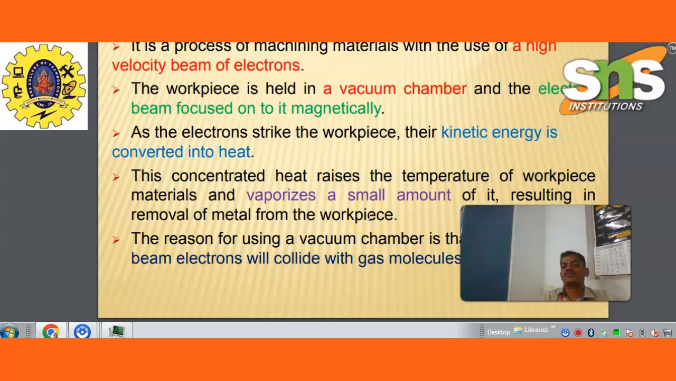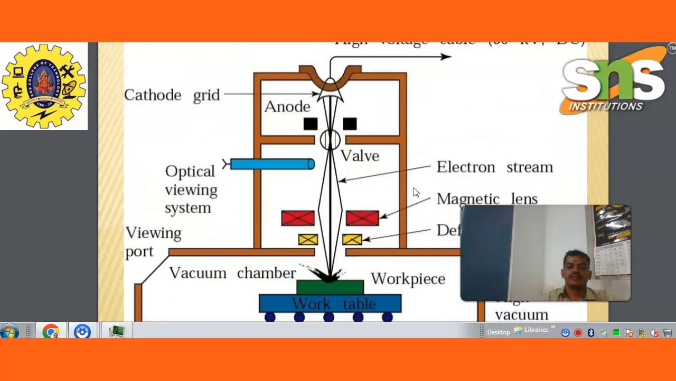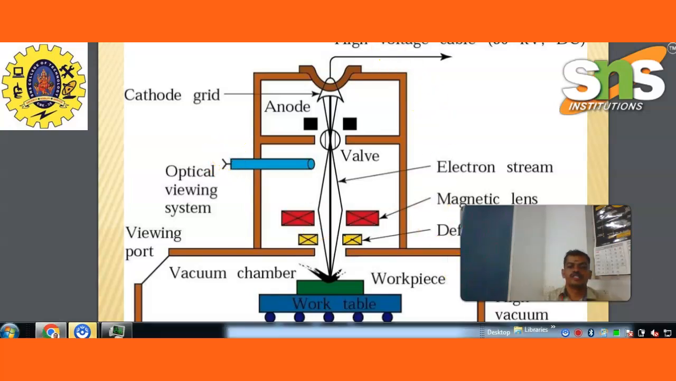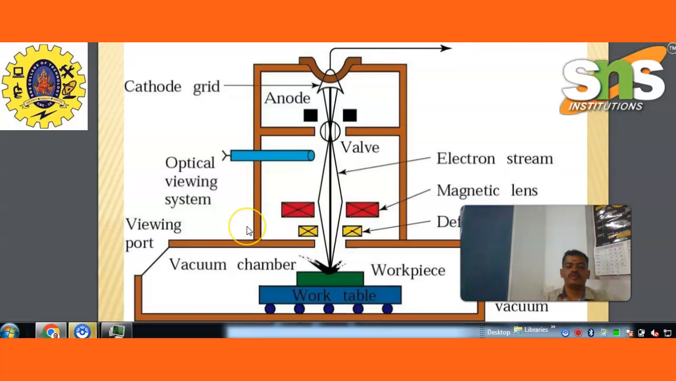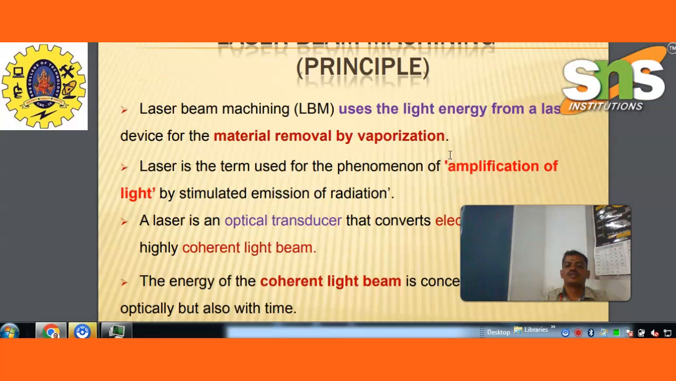The reason for using the vacuum chamber is that otherwise the beam electrons will collide with the gas molecules and will scatter. These are the schematic diagram of: high voltage cable, 30 kilowatts DC, cathode, grid, anode, valve, optical viewing system, electron stream, magnetic lens, deflection coil, viewport, vacuum chamber, workpiece. Laser beam machining uses light energy from a laser device, and material is removed by vaporization.